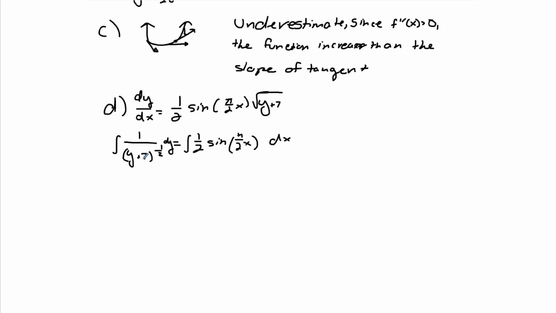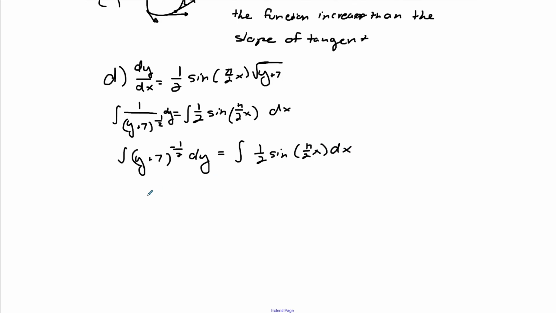So what would be the integral of this? Let's rewrite this as the integral of y plus 7 to the negative 1/2 dy, and that's going to equal the integral of 1/2 sine of pi over 2x dx. So this will be y plus 7 to the 1/2, and we have to multiply that by 2 to offset it. That's going to equal a cosine of pi over 2x. And what would we get when we do chain rule here? We're going to get pi over 2, so we have to do a 1 over pi to offset that, and make sure you put that as negative.